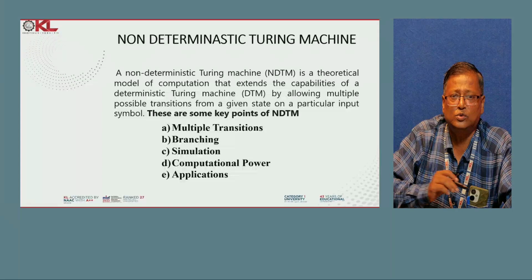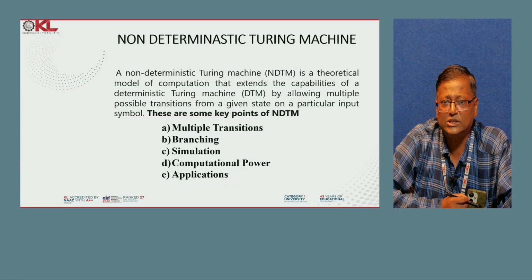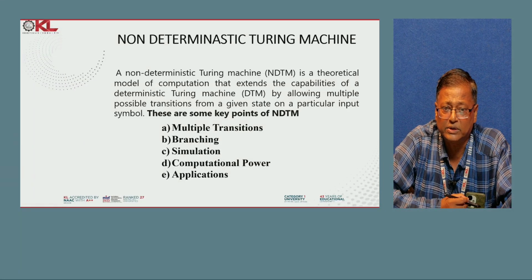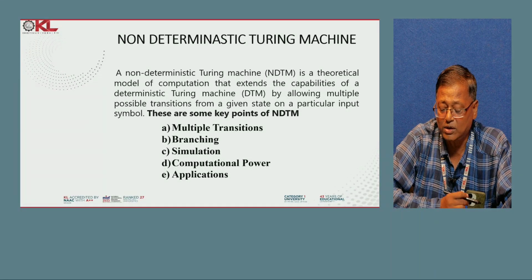Next we go to the non-deterministic Turing machine. A non-deterministic Turing machine is a theoretical model of computation that extends the capability of the deterministic Turing machine by following multiple possible transitions. Like an NFA, it has multiple transitions, and also branching. We will read about the multiple transitions, branching, simulation, and also discuss the computational power and applications.